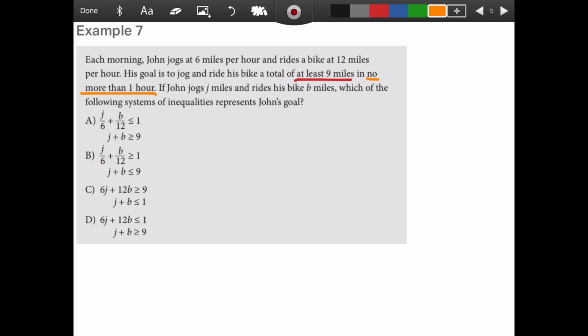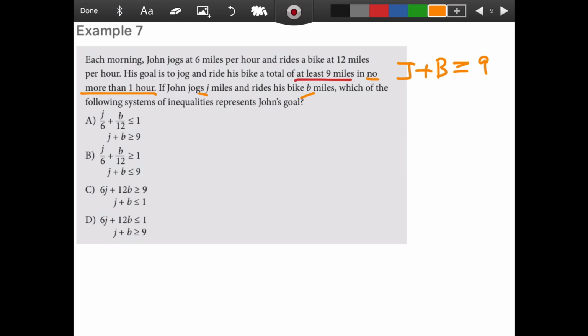So if John jogs J miles and rides his bike B miles, which of the following systems of inequalities represents John's goal? So using these variables, right away we want to go at least 9 miles. So we want to jog and bike at least 9 miles. So if it's equal 9, that works. But if it's also 12 or 15, that also works. It needs to be at least 9. So J plus B must be greater than or equal to 9.